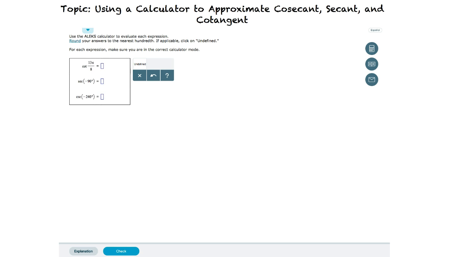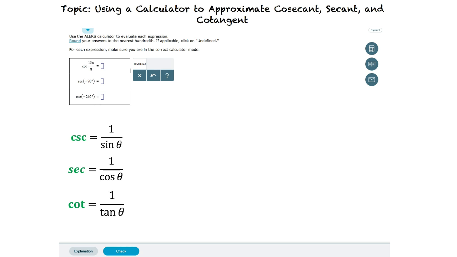It is also important to note that the cosecant is defined as 1 over the sine of theta, secant is defined as 1 over the cosine of theta, and cotangent is defined as 1 over the tangent of theta.